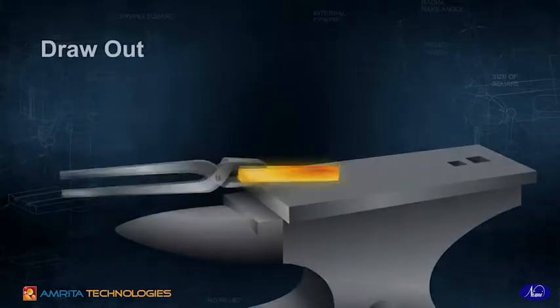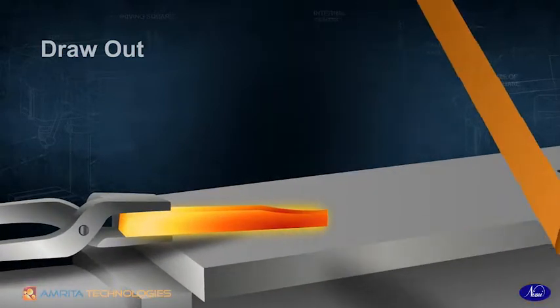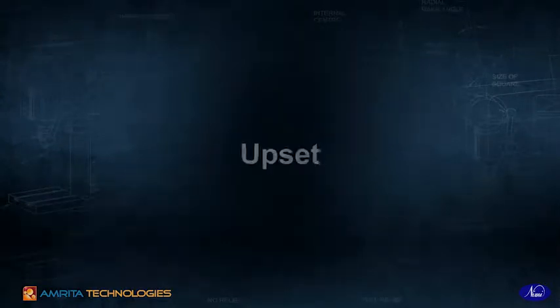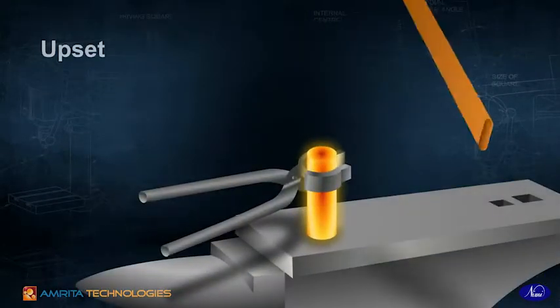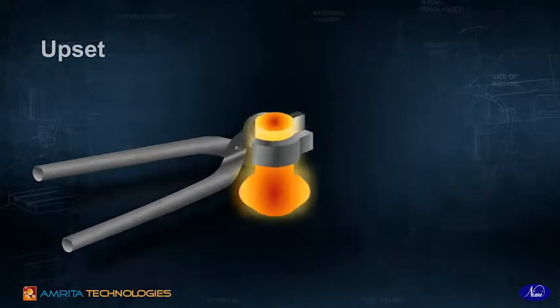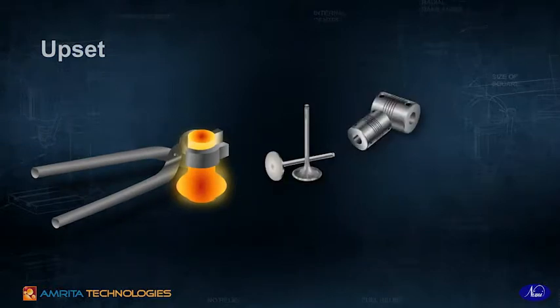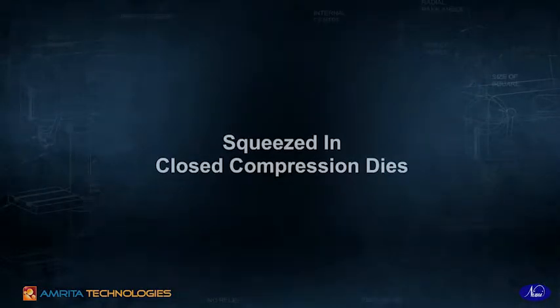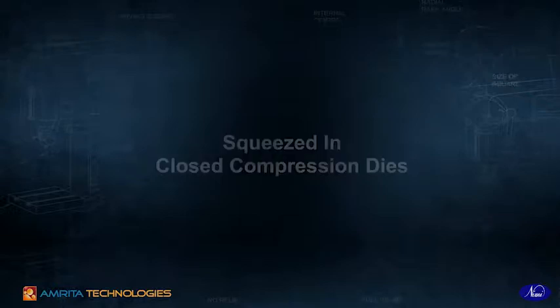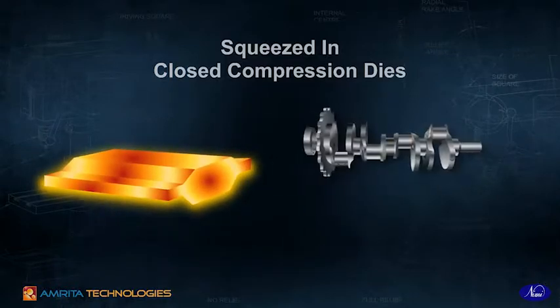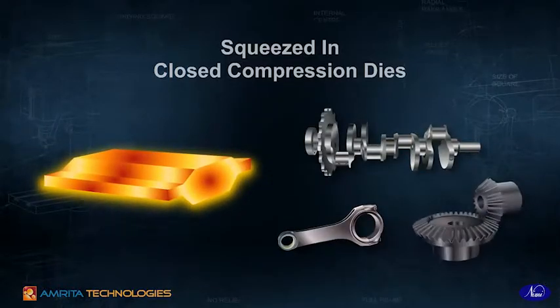Draw out. Drawing is used to reduce the cross-sectional area of the workpiece while concurrently increasing its length. Upset. Upsetting increases the diameter of the workpiece by compressing its length and is used to forge engine valves, couplings, bolts, screws, and other fasteners, etc. Squeezed enclosed compression dies. It produces multi-directional flow and is used to forge engine crankshafts, connecting rods, gears, etc.